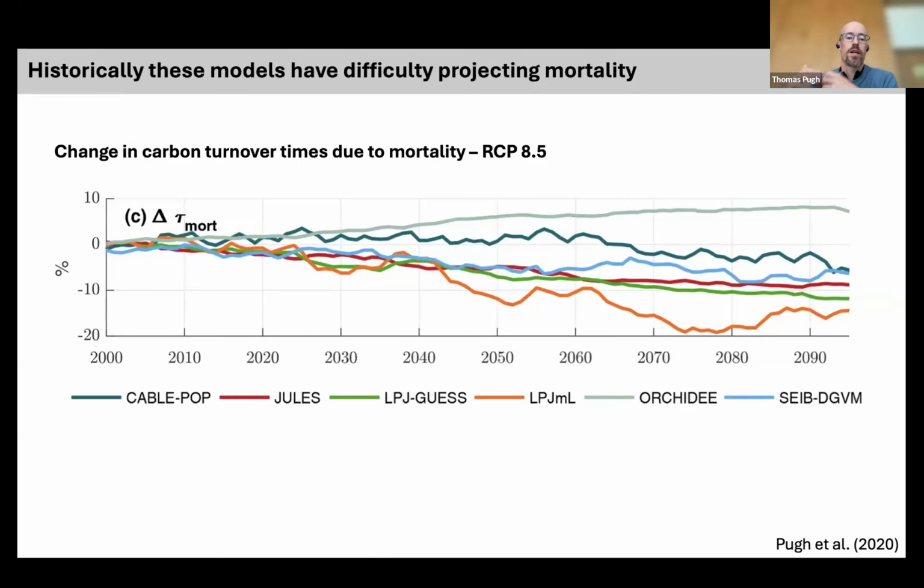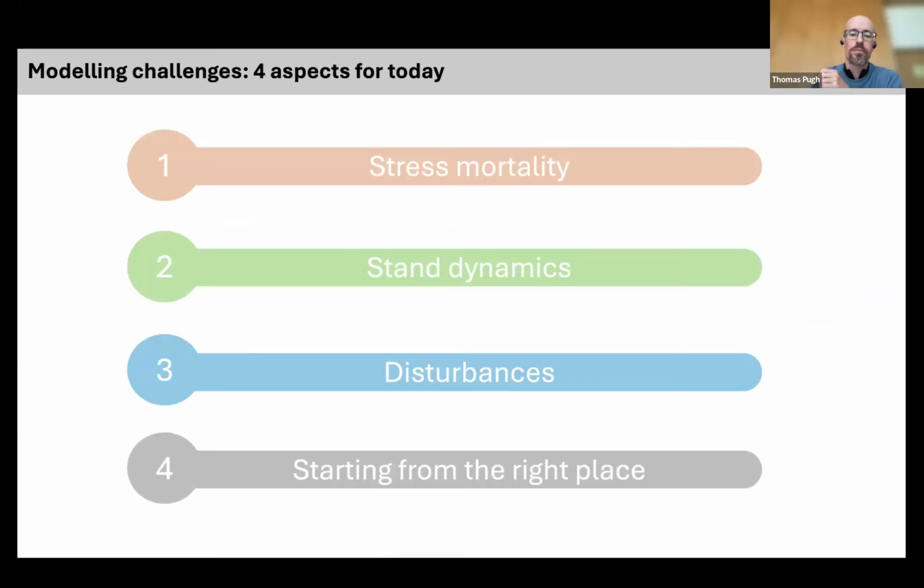So a challenge in our community over the last decade or so has been really trying to improve the way that these models are simulating tree mortality. And today I'm just going to go through 4 aspects, and I'm going to go through them pretty quickly just because I want to give you a flavor of what's going on and some of the first results from that. So I'm going to look at stress mortality, stand dynamics, a bit on disturbances, and something that seems very simple, but actually is surprisingly difficult, which is starting the models in the right place.